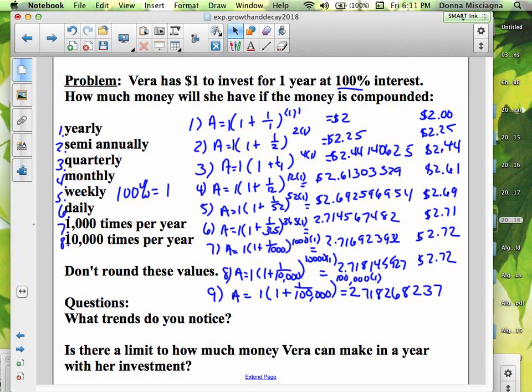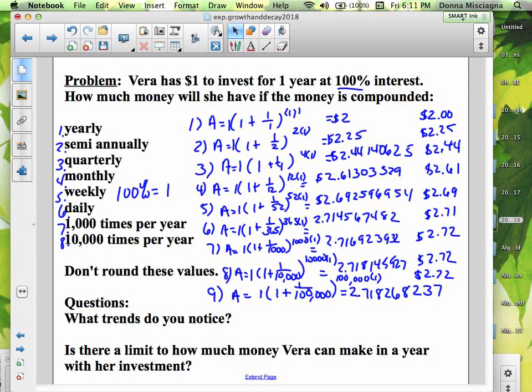So she's not really making any more money here, is she, after this point? All right, so 3 times in a row I got $2.72. So technically, that's the most she's going to make here is $2.72. But notice that the decimals are changing. Are they going to keep going up? Well, a little bit, but there's going to be a limit to this.